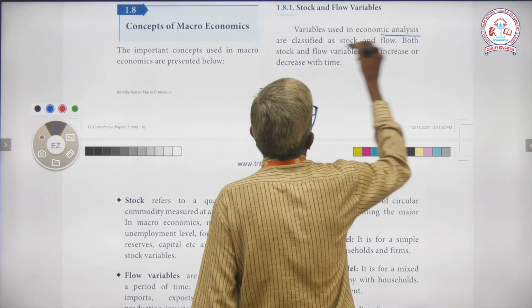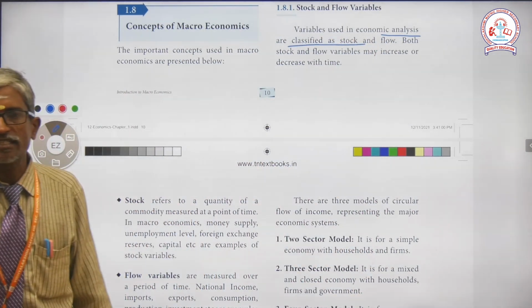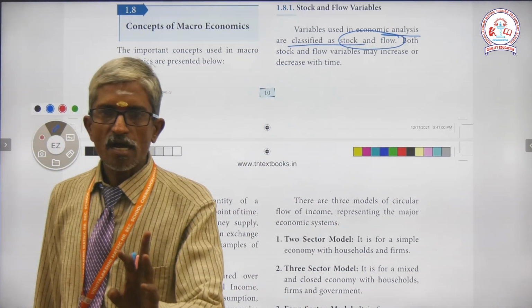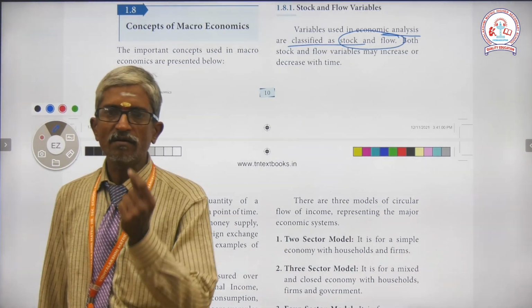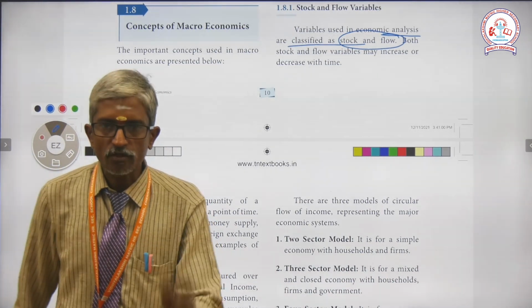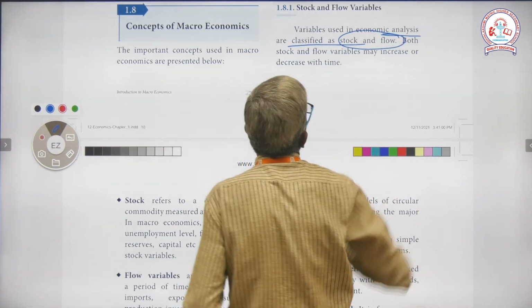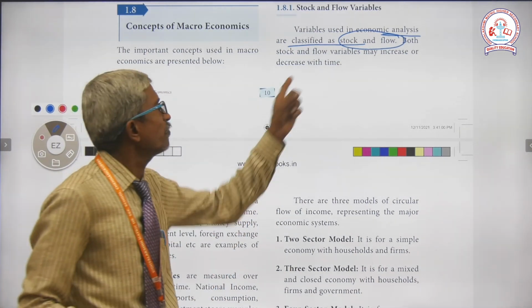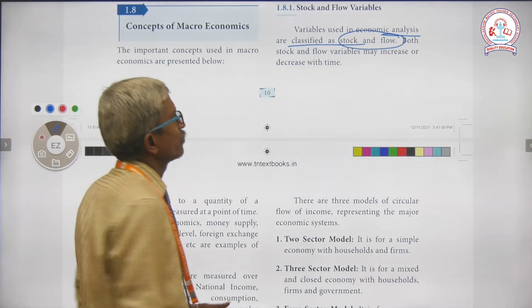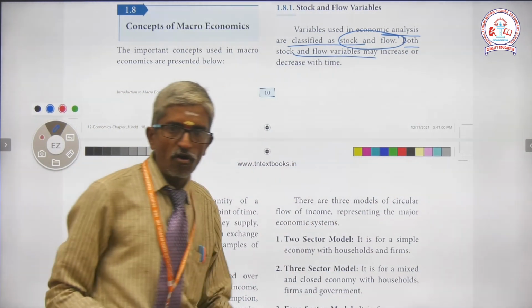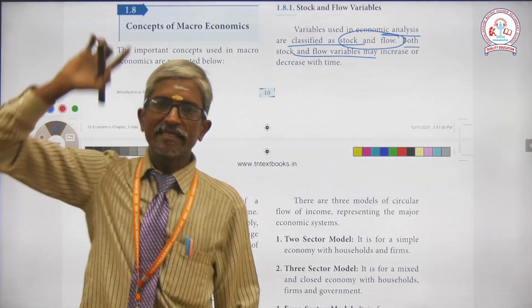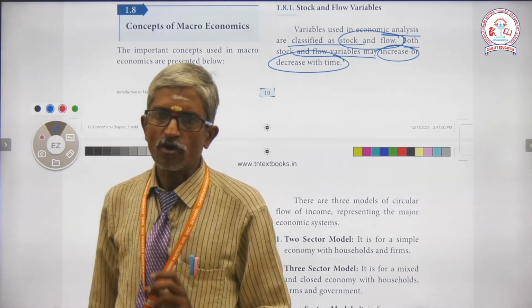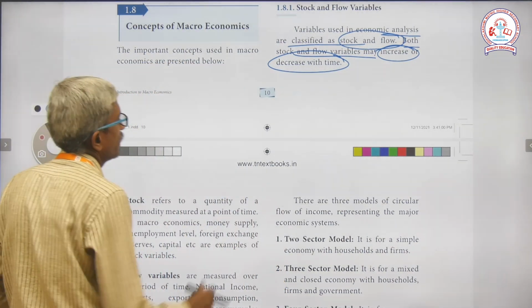The variables used in the analysis are classified as, the variable is basically only two. What are the two variables? Stock and flow. Why are they using the term variable? Because often it will change, so they mention the word variable. Clear? Stock and flow. Our economics is based on demand and supply, so we are using the terms stock and flow. Both stock and flow variables may increase or decrease with time, in a short time, in a period of time. Clear? Okay, next.